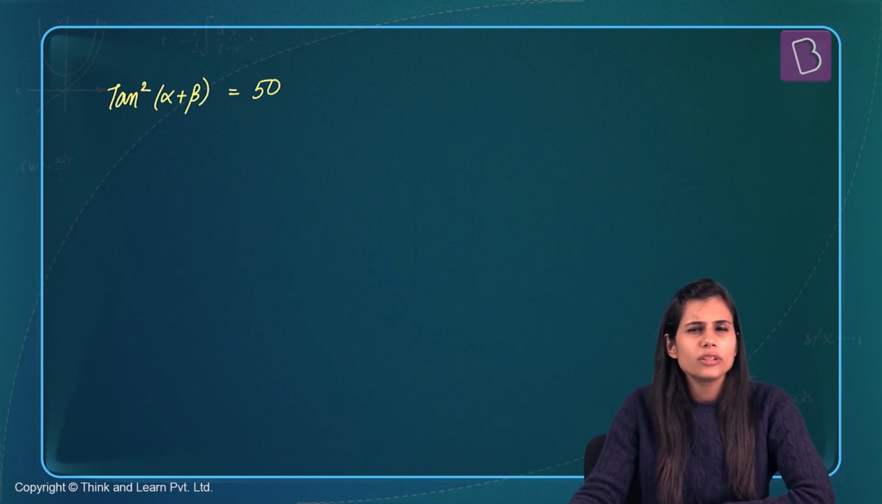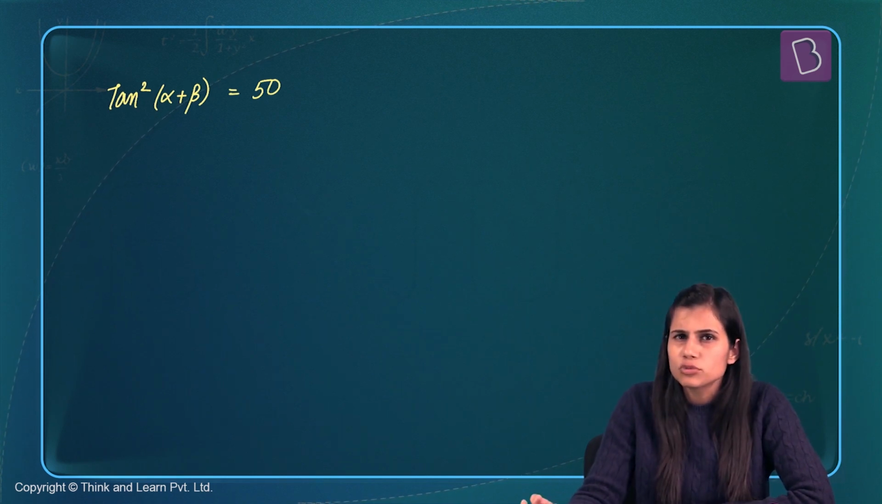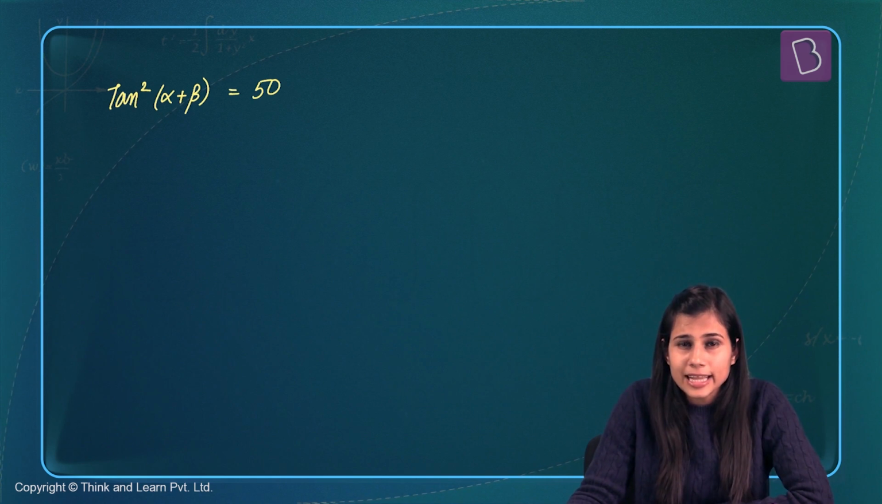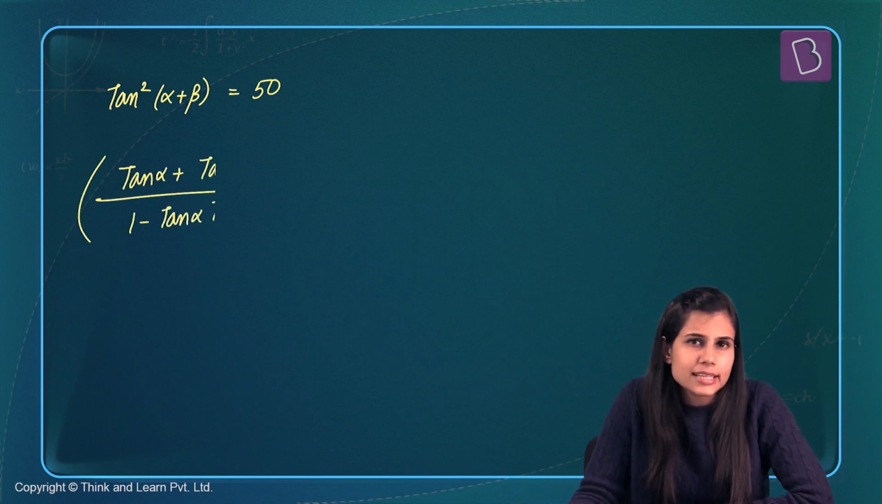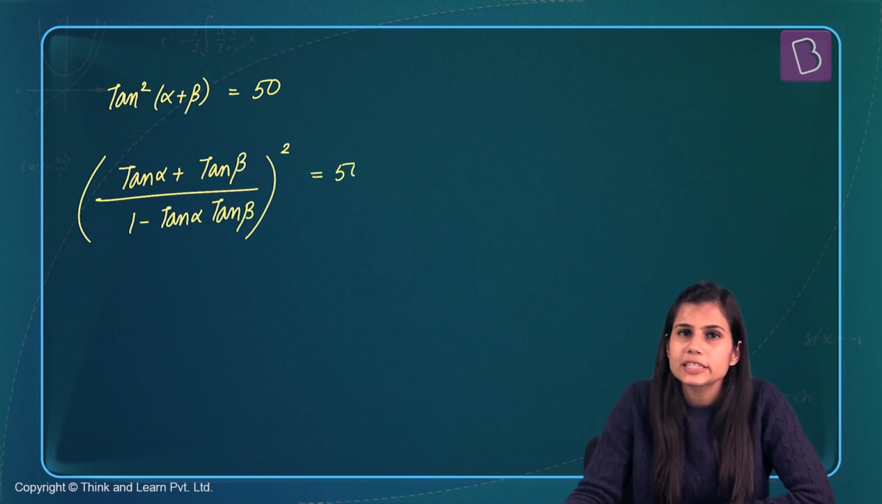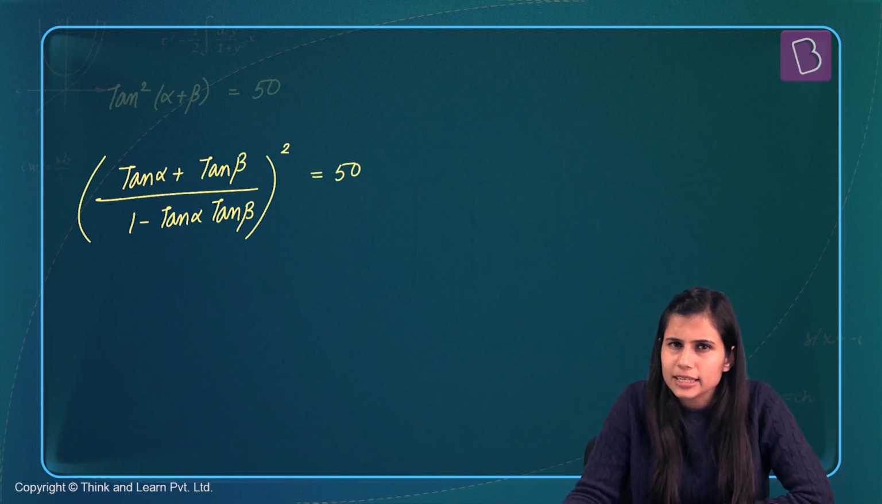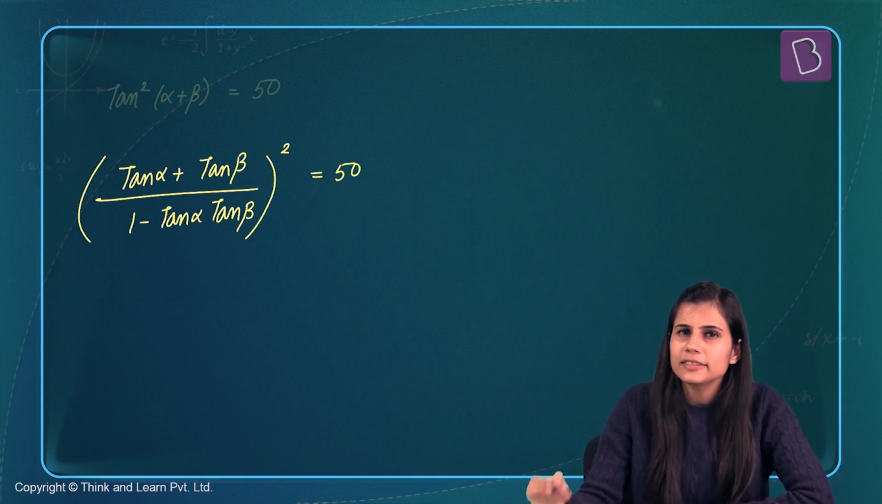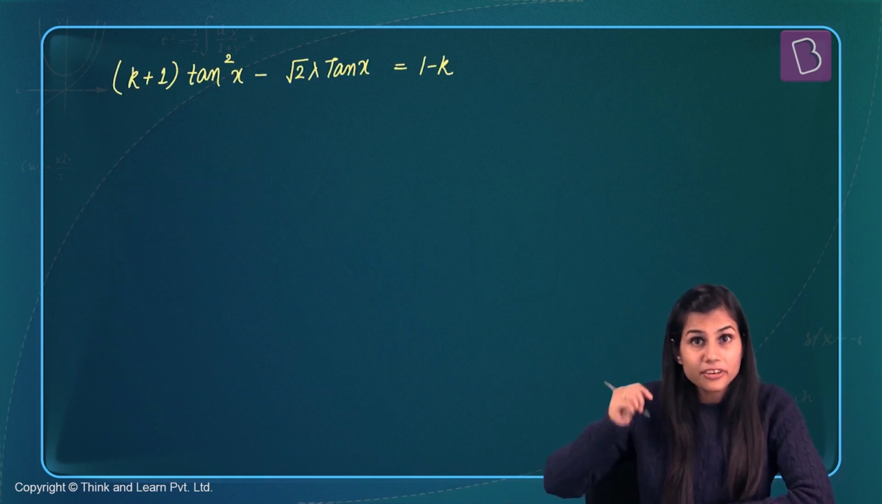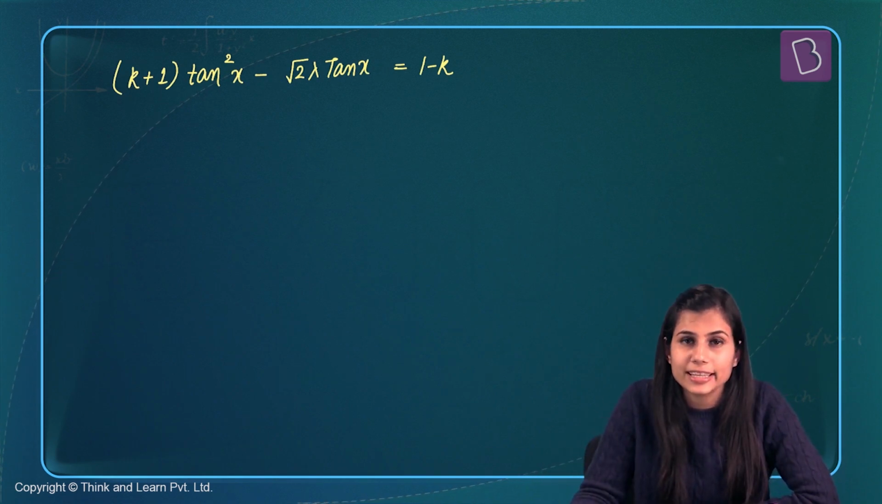And of course, I recall the identity tan of a plus b is equal to tan a plus tan b upon 1 minus tan a tan b. This in the next step gives me tan alpha plus tan beta upon 1 minus tan alpha into tan beta whole square is 50. Right. Okay, so this somewhere consists of tan alpha and tan beta, and the information about alpha and beta is that they are real roots of this quadratic equation.